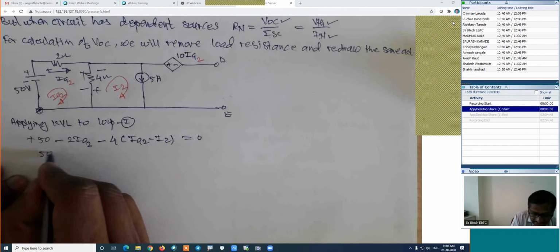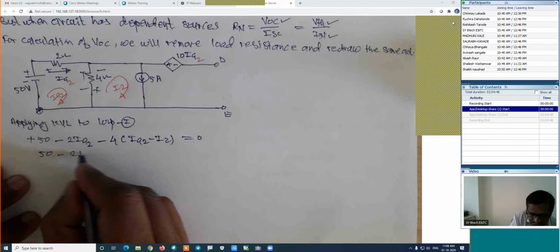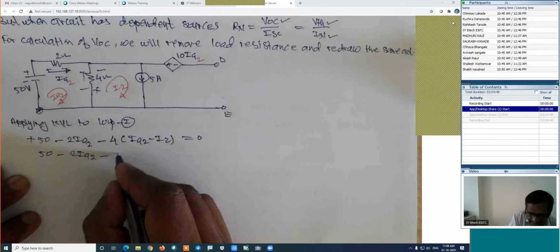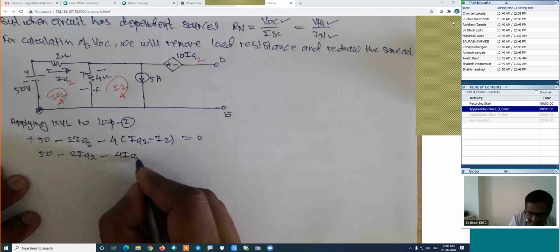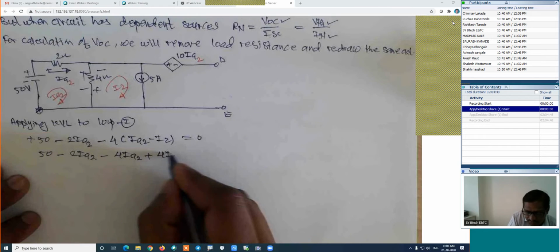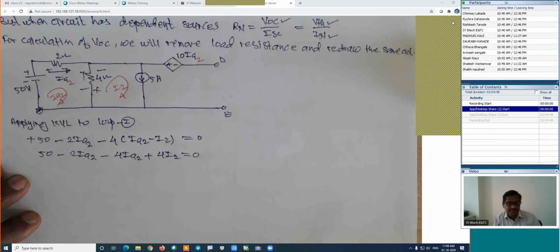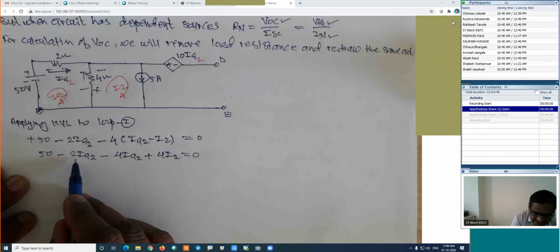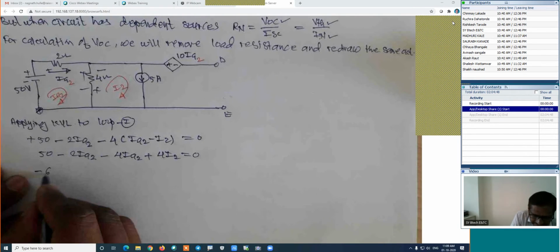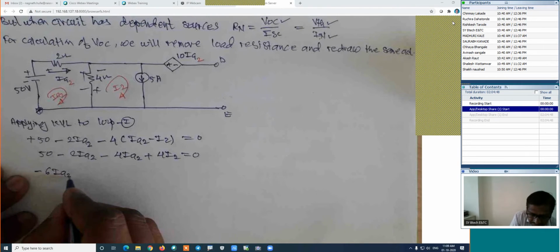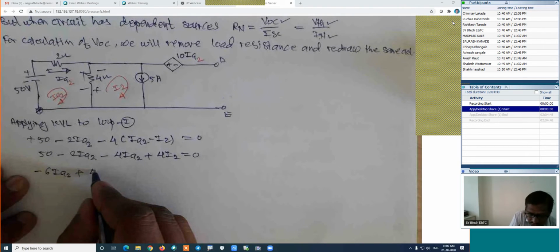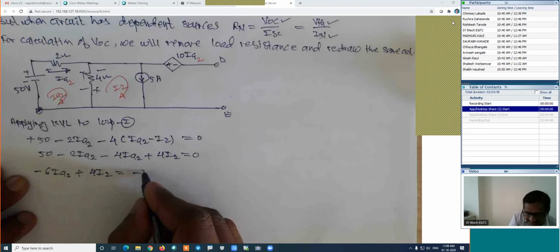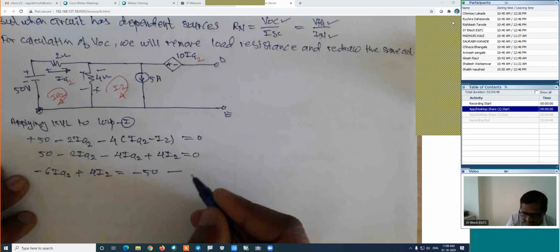Here it is 50 minus 2 into IA2 minus 4 into IA2, then plus 4 into I2, which is equal to 0. This is the equation. Now, how is the final equation? This is 4 and this is 2, that is 6. It's minus 6 IA2, is it right? Plus 4 I2, which is equal to minus 50, and this is equation number 3, I guess.